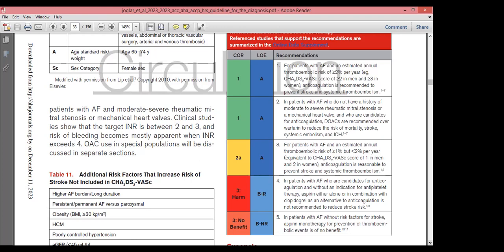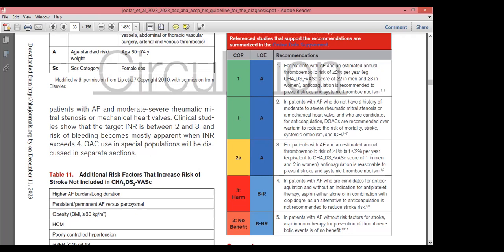Then that's a class 1. Then for class 2A now, they said for patients with AF and an estimated annual thromboembolic risk of greater than 1%, but less than 2% per year, this is equivalent to 1 in men and 2 in women. So these are the people that have intermediate risks of stroke. Anticoagulation is reasonable to prevent stroke and systemic embolism. So these are people that fall within the intermediate group. So these are the ones that they also advise.